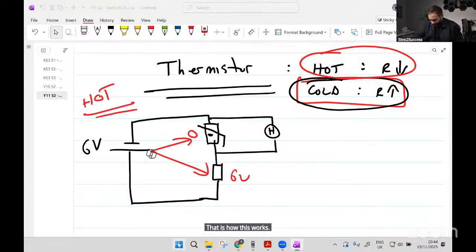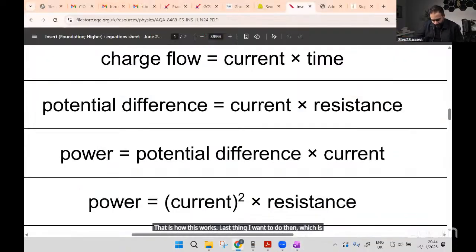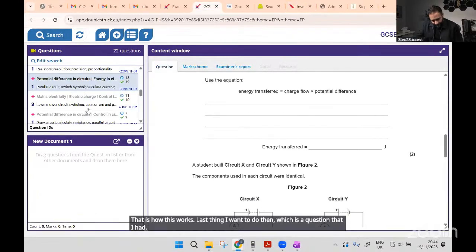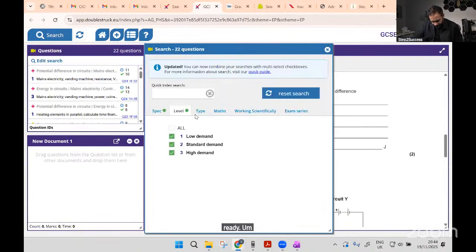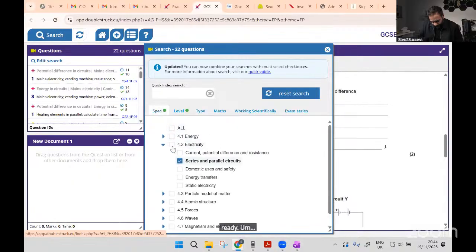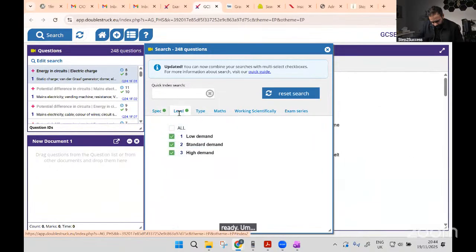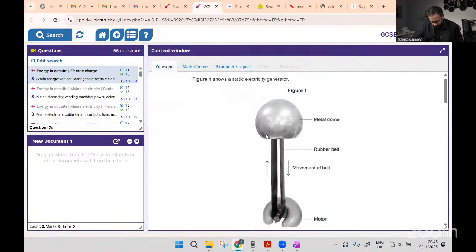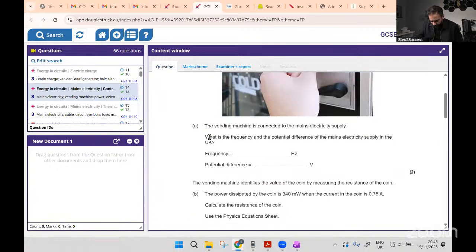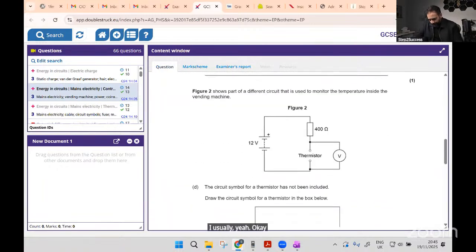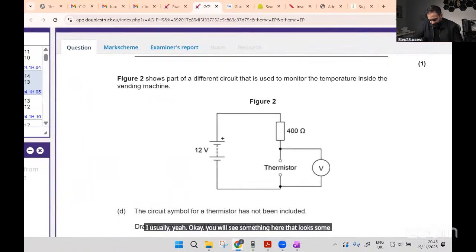Last thing I'm going to do then, which is a question that I had ready. Okay, you will see something here that looks somewhat familiar.